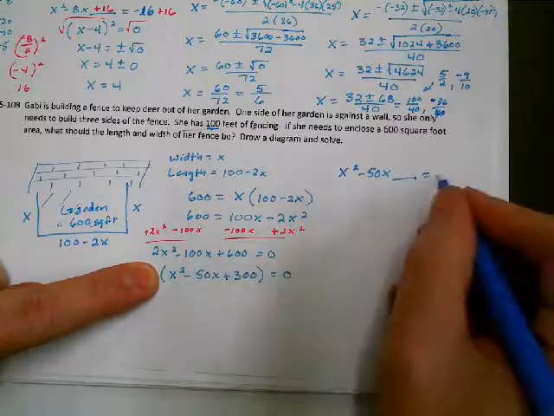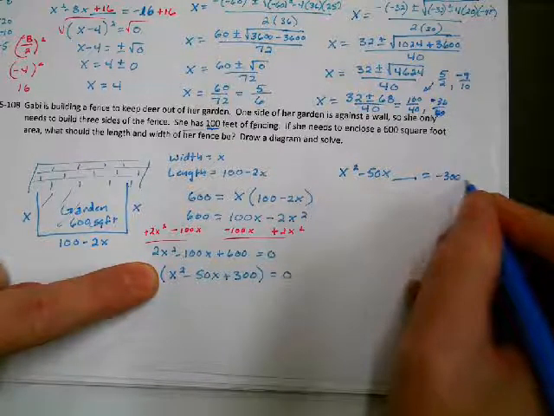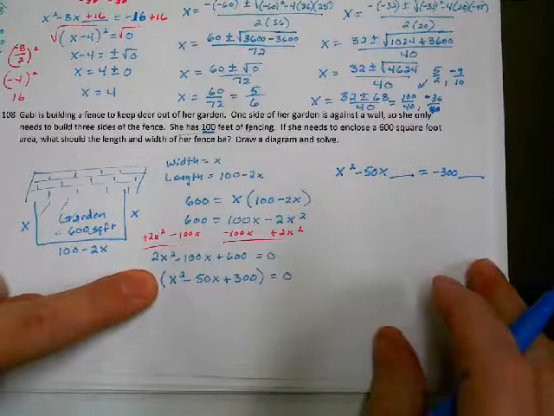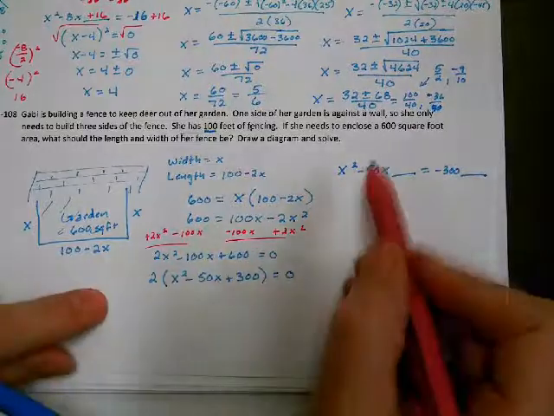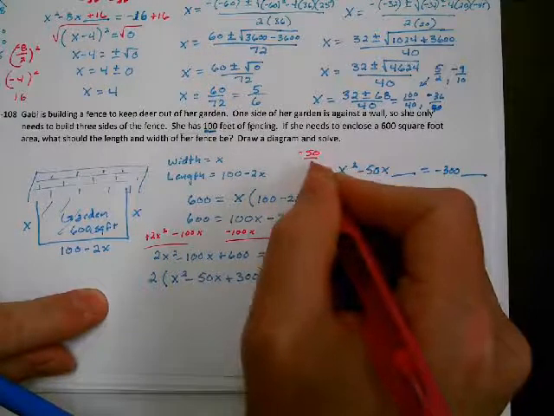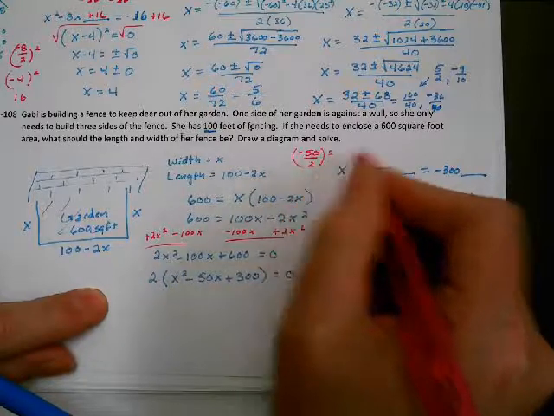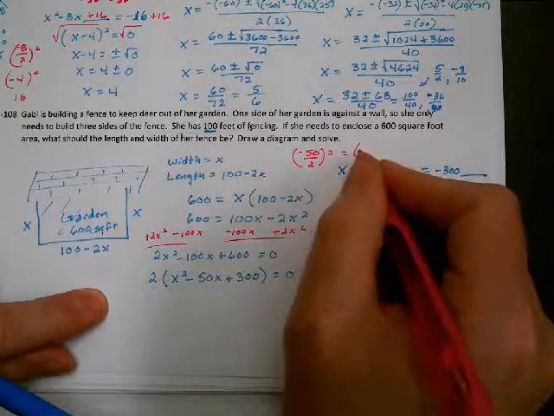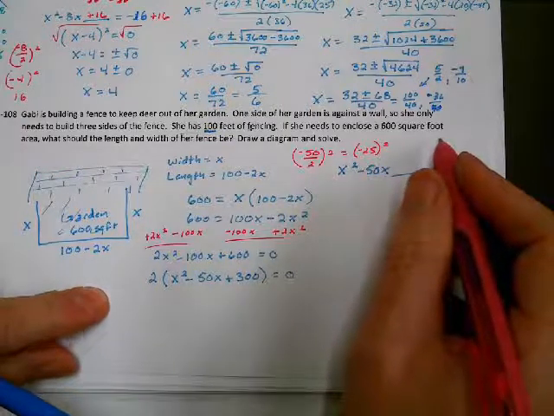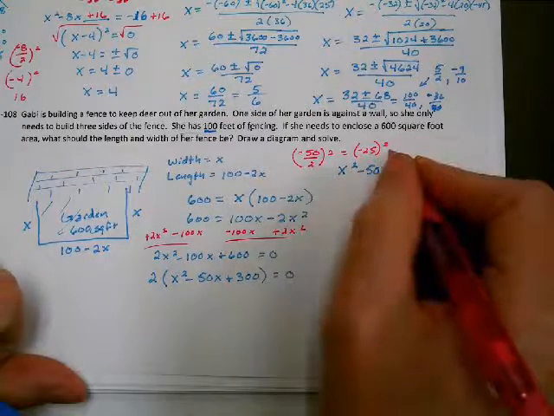So now I have to find out what number I need to add to both sides. And remember what we do is we take half of this and square it. So I'm going to take negative 50, cut it in half, square it. So this is negative 25 squared. 25 times 25 is 625. So I'm going to add 625 to both sides.